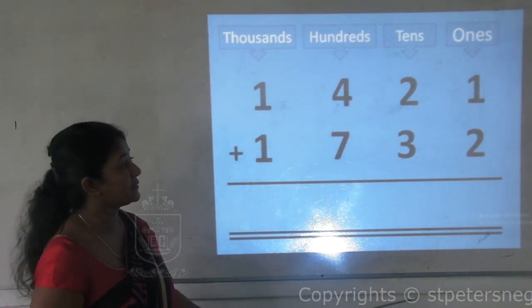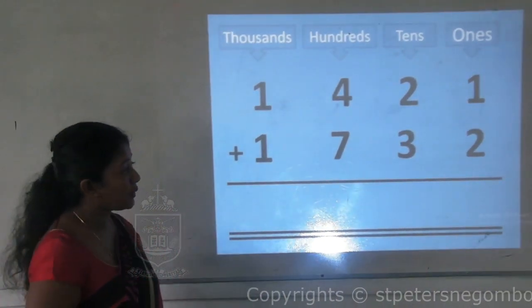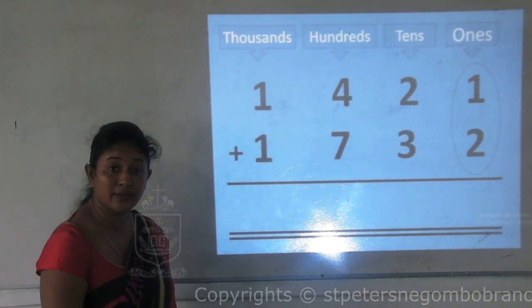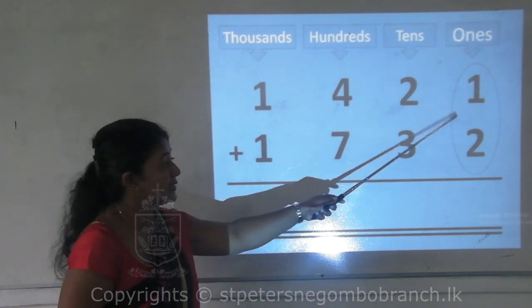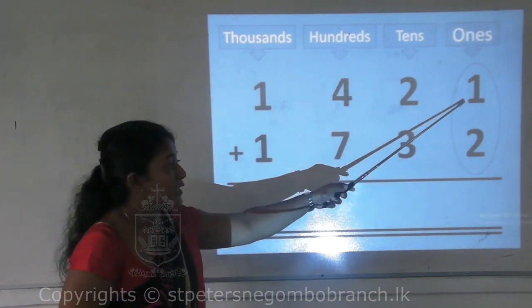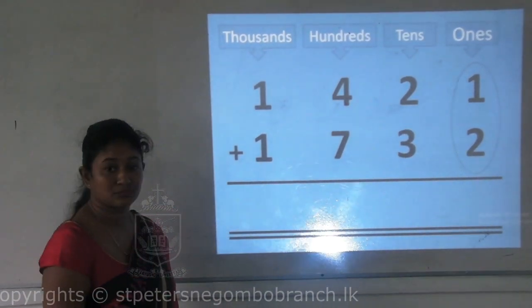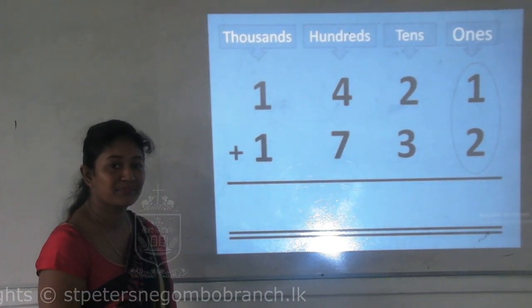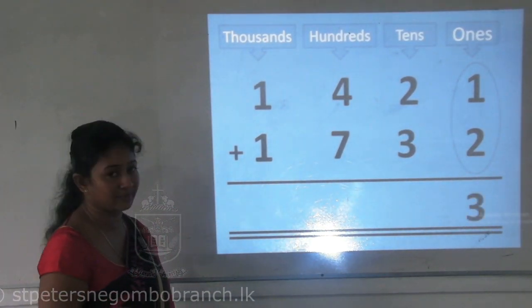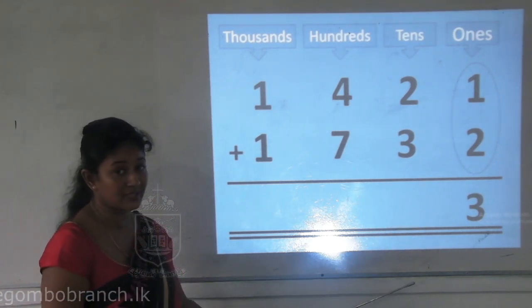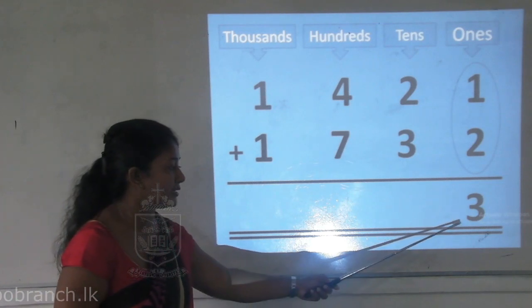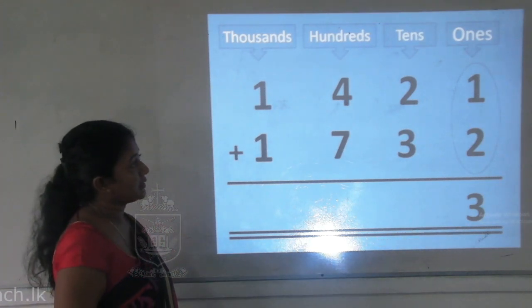We'll start once again from one side. What are the two numbers that you have to add here? Yes, the two numbers are 1 and 2. 1 plus 2. Can you tell me the answer? Yes, the answer is 3. It's clear. There are no two digits, so we can keep it here.